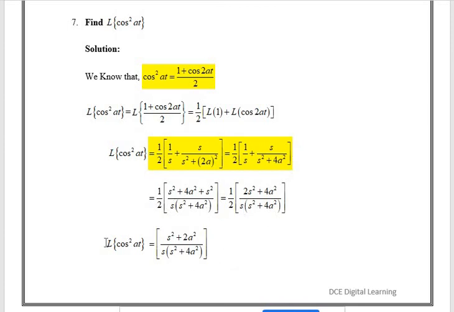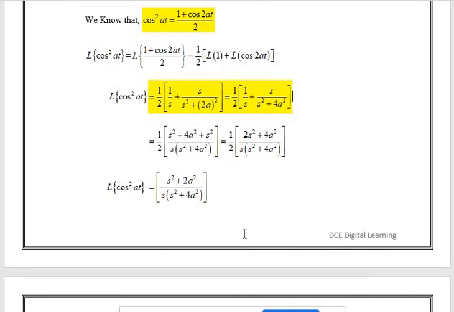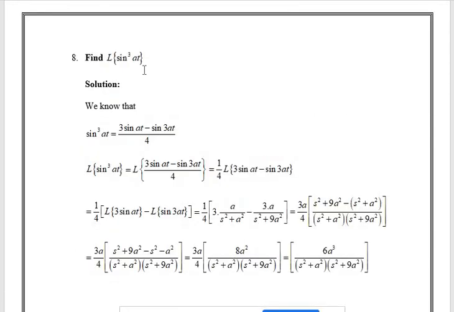L of cos square at is equal to half into (s square plus a square) by s into (s square plus 4a square). Find the Laplace transformation of sin cube at. Solution: we know that sin cube at is equal to (3 sin at minus sin 3at) by 4.